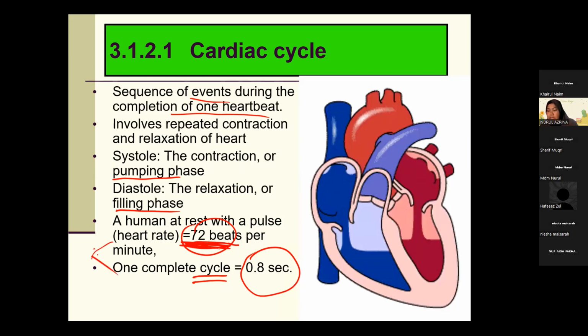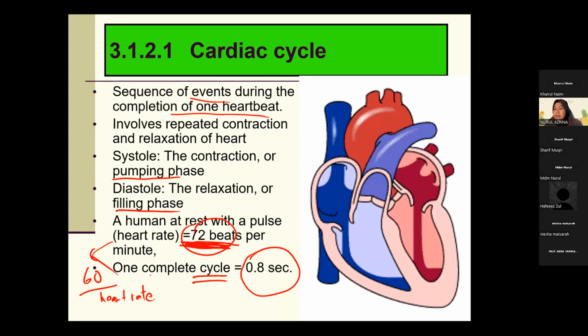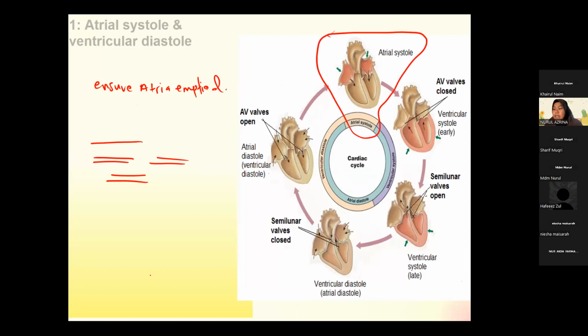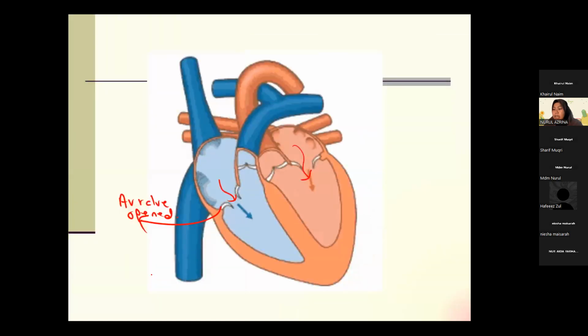So this is the calculation. 60, because we are referring to 1 minute, divided by the heart rate. So if the heart rate is 72, then you get roughly 0.8. Okay, right. So in case the question asks about that one. Okay, next.